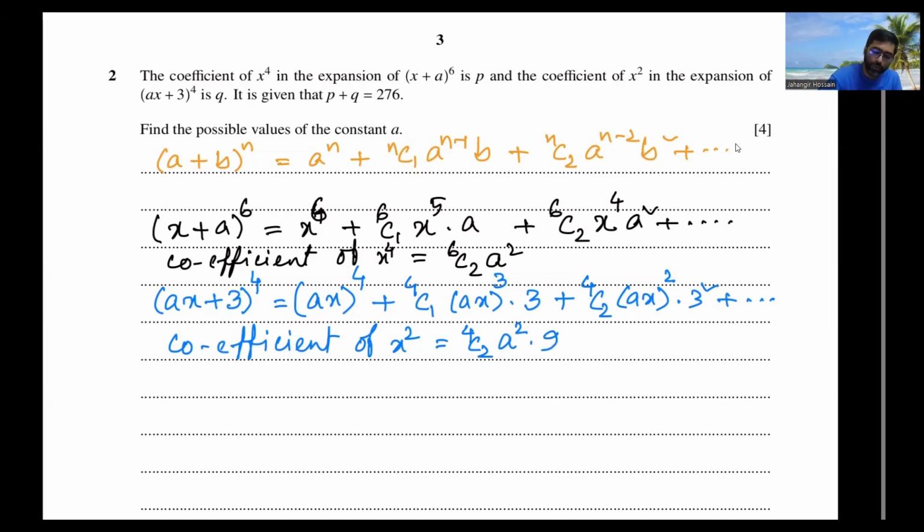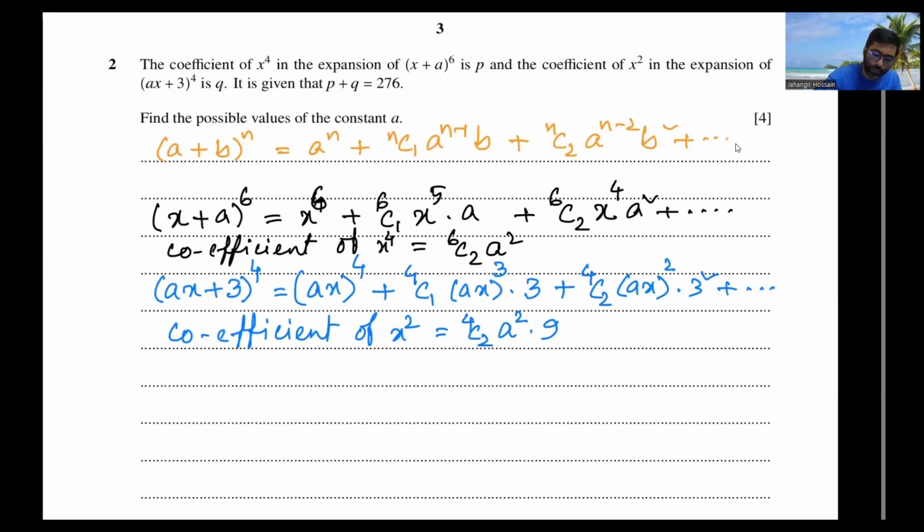Now, this is Q, and that is P. And remember, P plus Q is equal to 276. So use this one, P plus Q, 276: it is 6C2 a square, and here we have 4C2 into 9a square, 276.